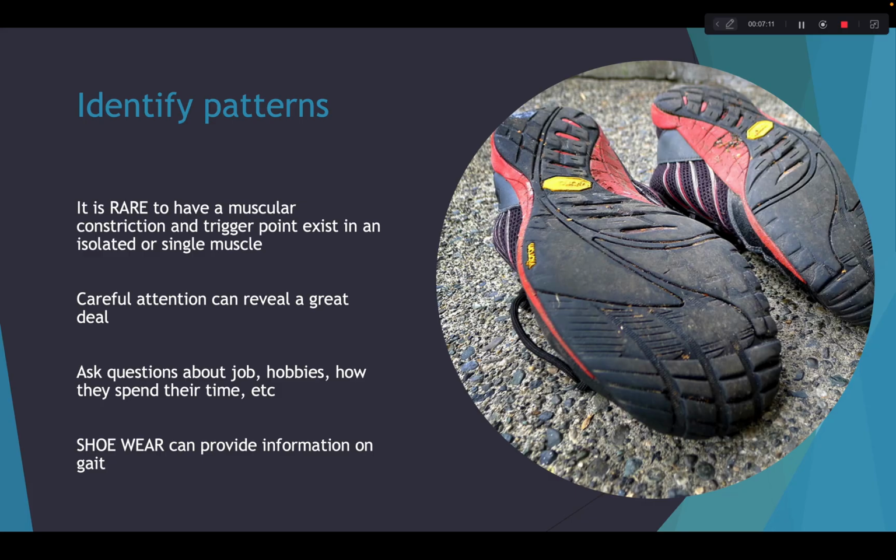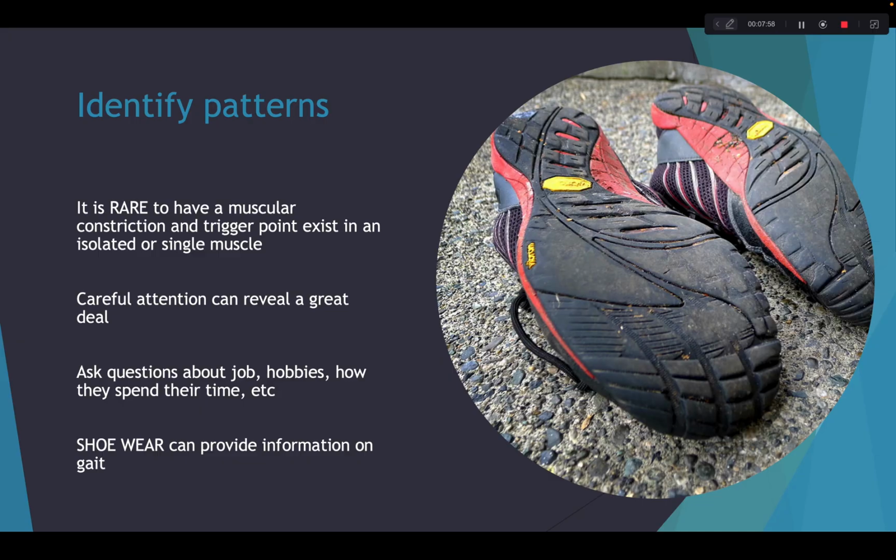It is rare to have muscular constriction and trigger points exist in an isolated or single muscle. So usually, you hear a lot of times that people say the problems start in your feet. Well, that is kind of true. Not most of the time, often, right? So if you pay careful attention, it can reveal a great deal about the structure or the dysfunction of your posture or your client's posture. So this is why we ask questions about jobs and hobbies and how they spend their time, because that's really important to try to figure out where the start of that dysfunction may have been.